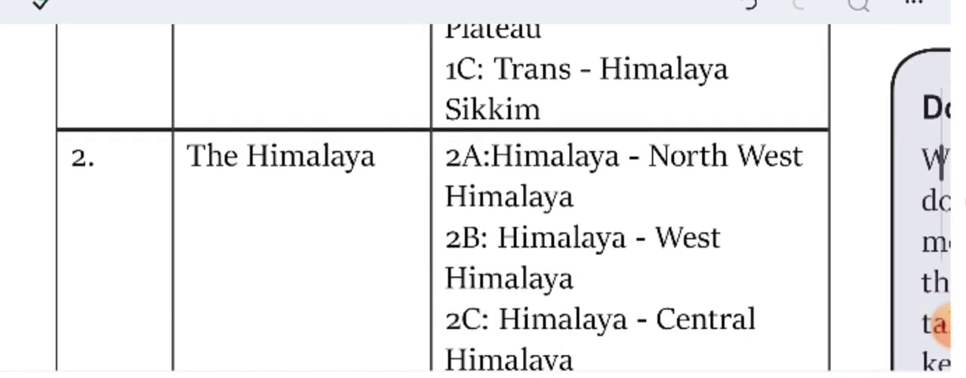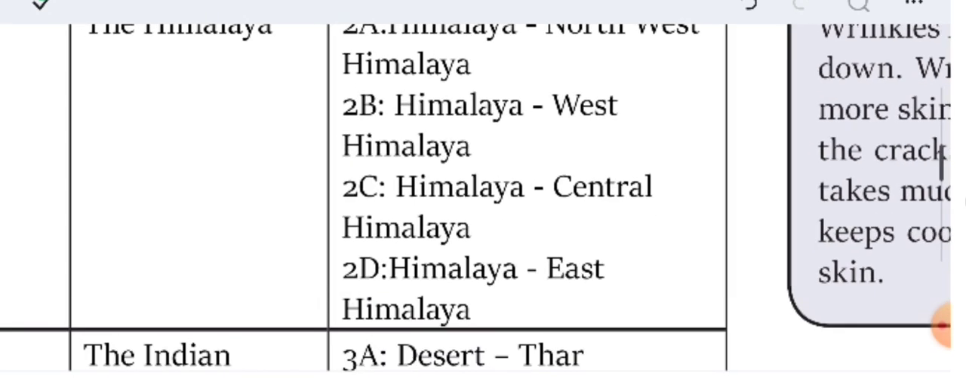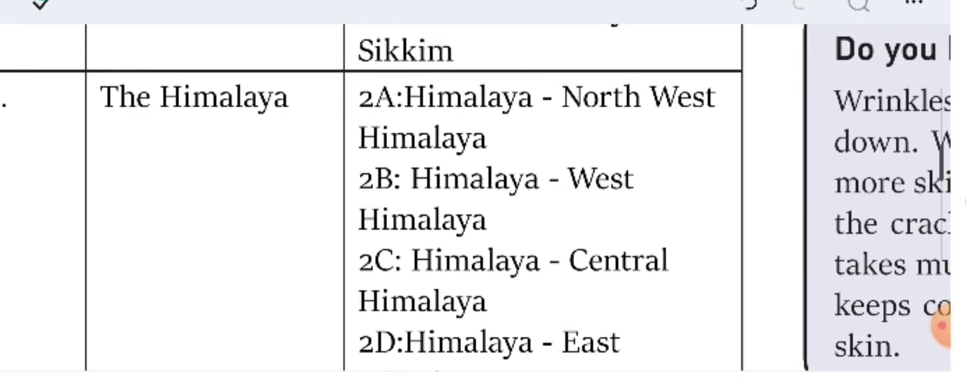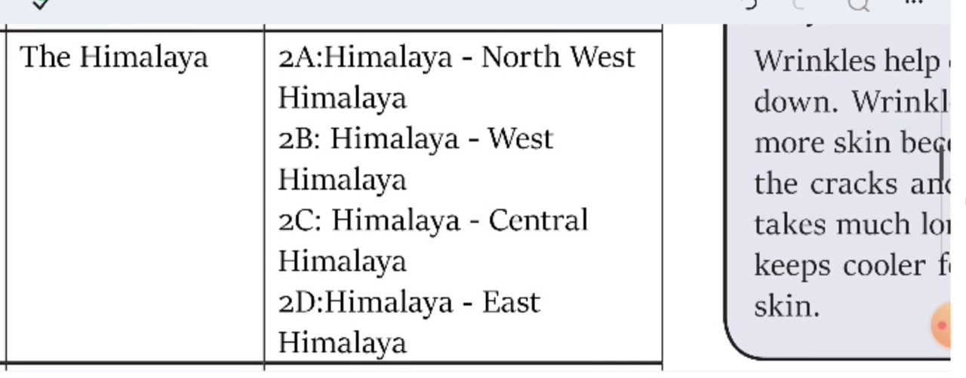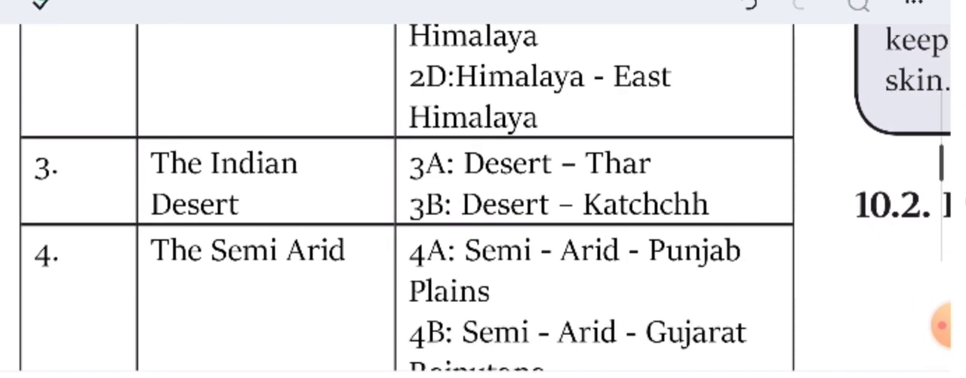Okay, now the Himalaya. So the Himalaya has the northwest Himalaya, west Himalaya, central Himalaya and east Himalaya. Okay, so what is in the Himalaya? Northwest Himalaya, west Himalaya, central Himalaya and east Himalaya. Imagine northwest, west, central and east Himalaya. Okay, now Indian desert, desert Thar and desert Kutch, right? So desert Thar is located in Rajasthan and desert Kutch in Gujarat. Now the semi-arid.